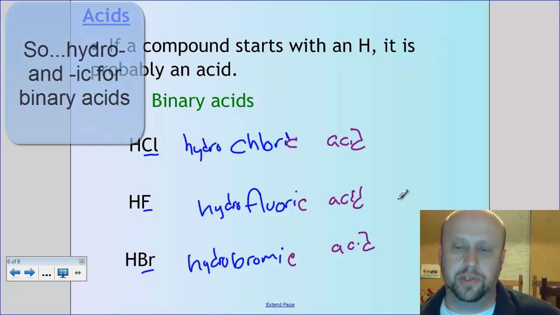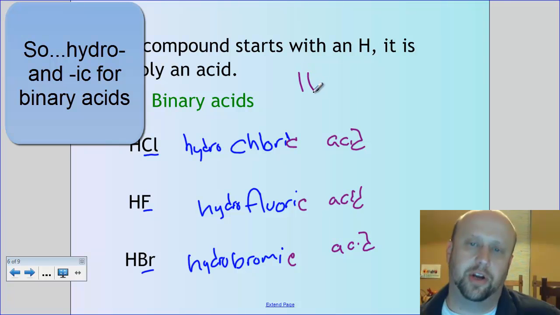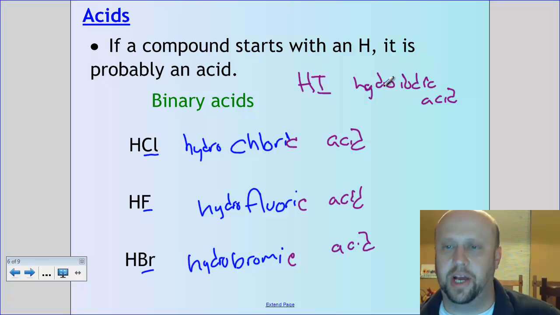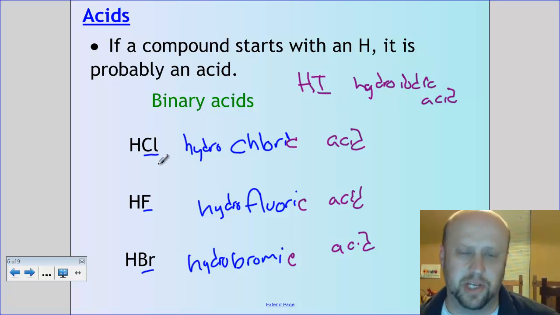Now these are most of the binary acids. There's another one that's pretty common, which would be HI. You'll notice that these are all halogens. And that would be, sorry for the bad writing there, guys, hydroiodic acid. Because I is iodine, I cut the end off, put IC at the end, and I put a hydro in front of it. It becomes hydroiodic acid. So not difficult again there. I think you guys can handle that.